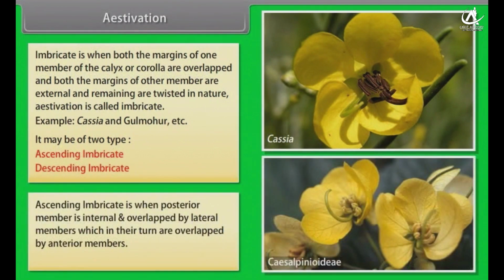Ascending imbricate is when the posterior member is internal and overlapped by lateral members, which in their turn are overlapped by anterior members. Example, Caesalpinioideae.